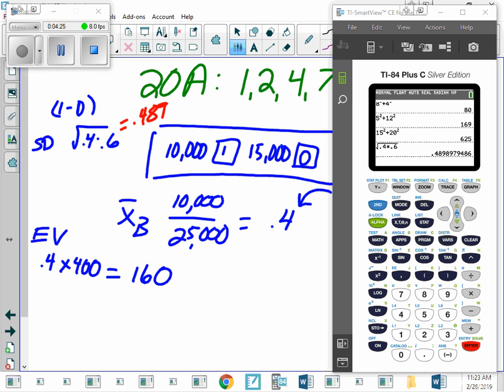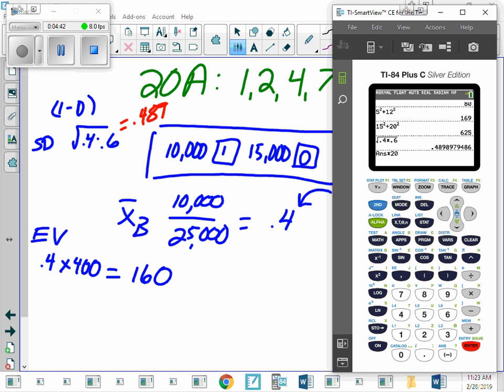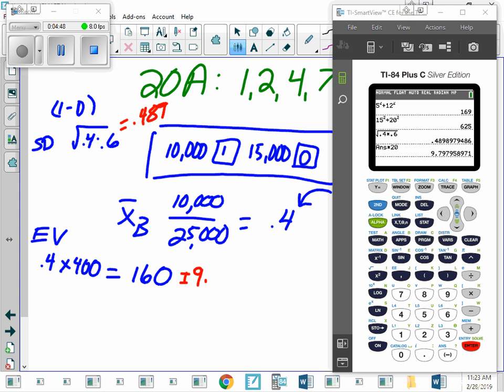Now what do I do? How do I find the standard error? It's not SD times draws, it's SD times the square root of the draws. So I take 0.489 and I multiply it by the square root of 400, which is 20, and I get 9.8. Now, is that close enough to 10? Yes, and in fact, 10 makes a lot more sense.